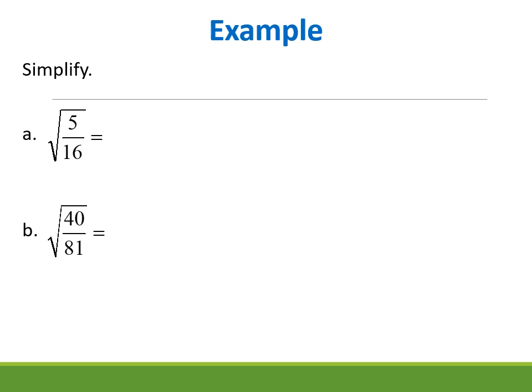So in this case, we would have the square root of 5/16. So we can switch it to the square root of 5 over the square root of 16. The square root of 5 doesn't exist as a whole number, but the square root of 16 does, and it's 4 because 4 times 4 is 16. So our answer would be the square root of 5 over 4.